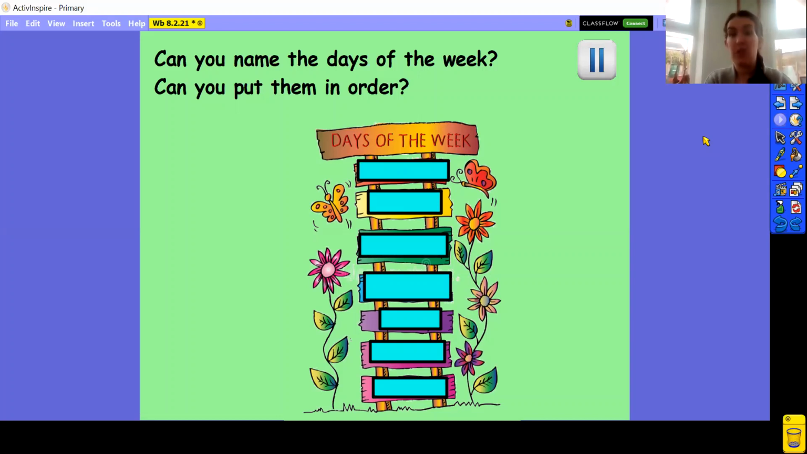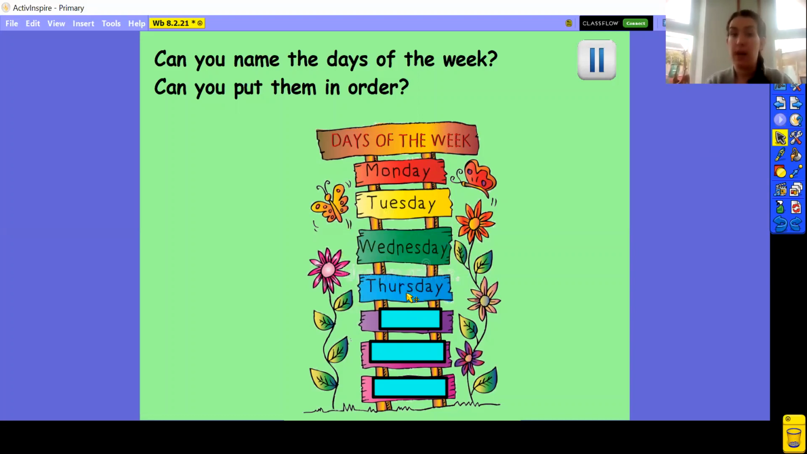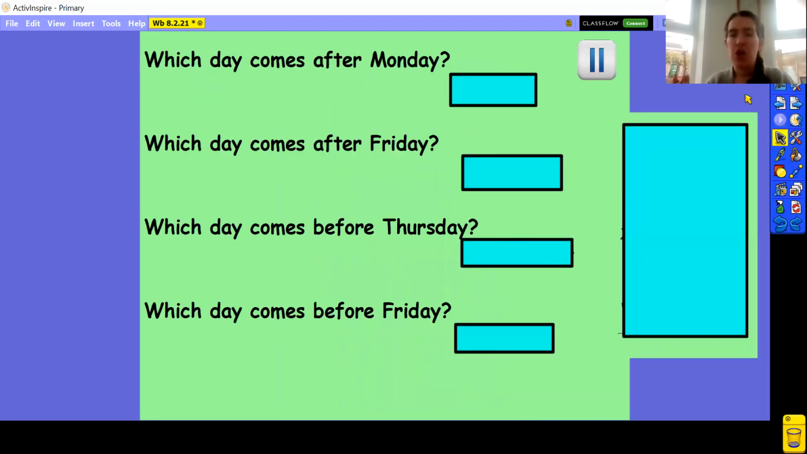Okay, so the days of the week, doesn't matter where you start from, but I'm going to start from Monday. So it goes Monday, Tuesday, Wednesday, Thursday, Friday, Saturday and Sunday. Hopefully you got all those right. But it's no good us just knowing what the days of the week are. We need to be able to say what comes before or after.